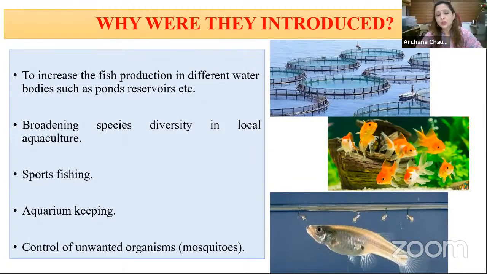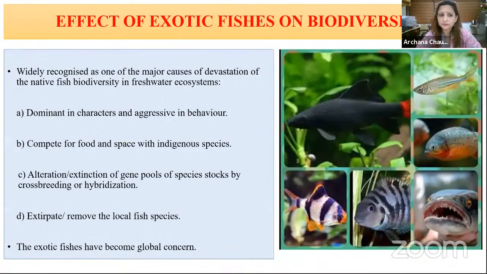There are several reasons why exotic fishes have been introduced into the Indian aquatic ecosystem. The reasons are very general: to increase fish production in different water bodies, and to broaden the species diversity in local aquaculture. Some of the fishes have been introduced as sporting fishes, whereas others have been introduced for aquarium keeping. And others have been introduced to control certain larvae, such as the mosquito larva, or other unwanted organisms.